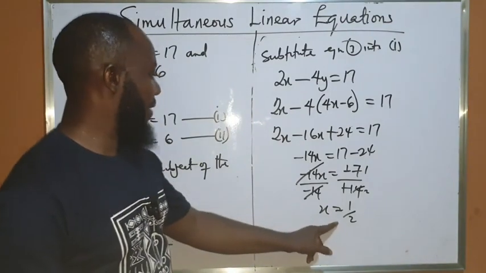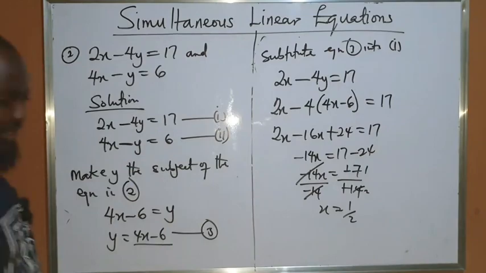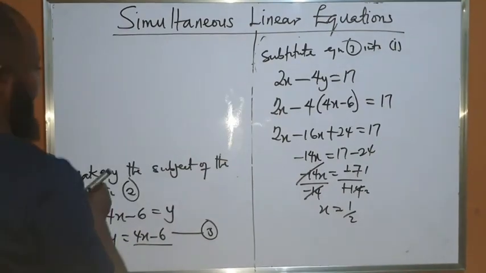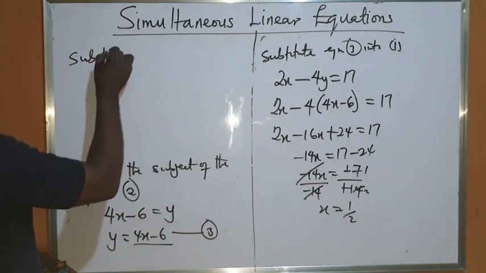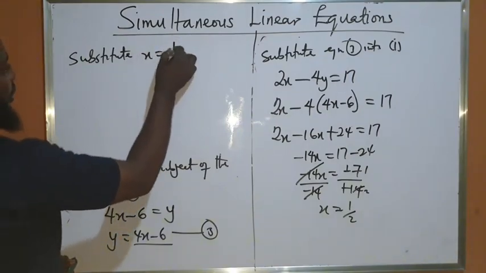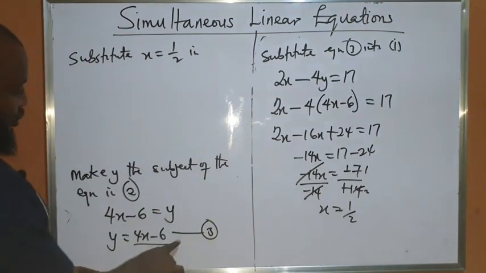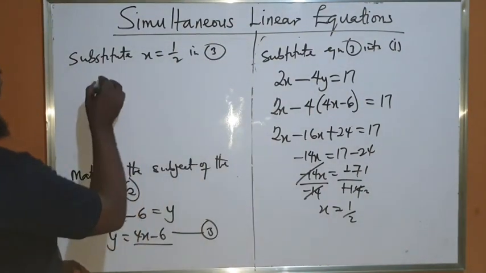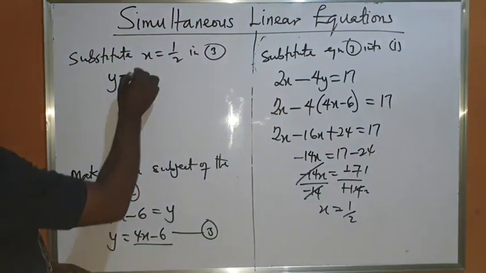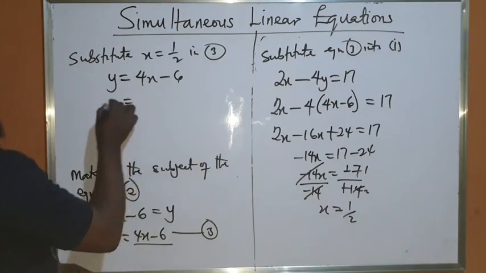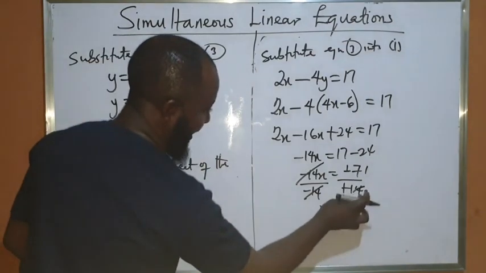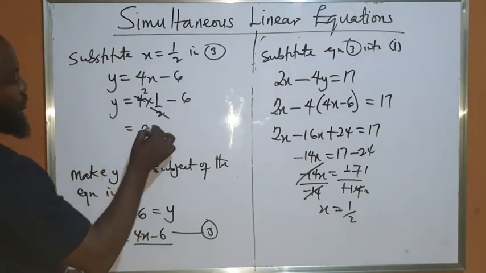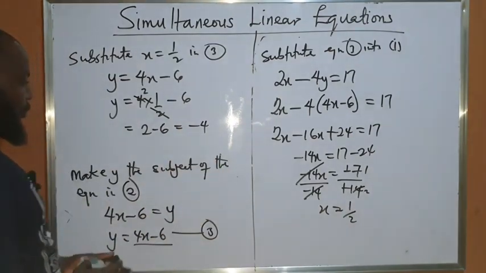So we now substitute the value of x into y here. I hope I'm making sense. So we now say substitute x equals 1 over 2 in equation 3. Equation 3, y equals 4x minus 6. And that means y equals 4 multiplied by the value of x, which is 1 over 2, minus 6. So 2 here 1, 2 here 2. That's going to give us 2 minus 6, which is equal to minus 4.